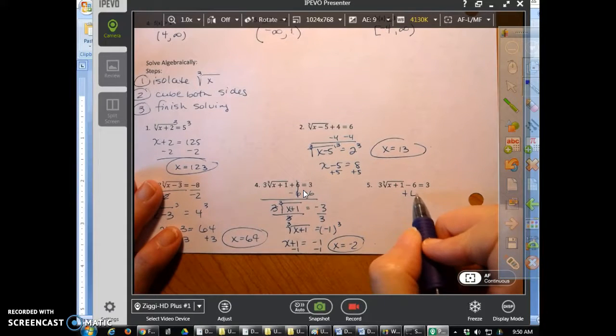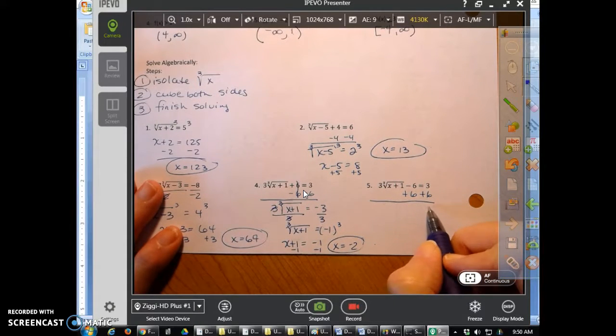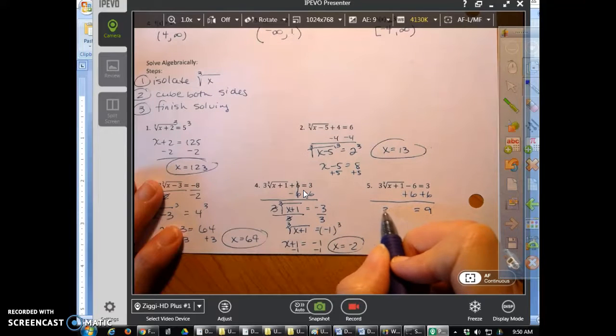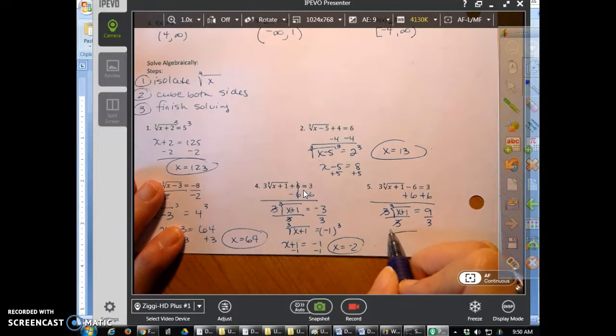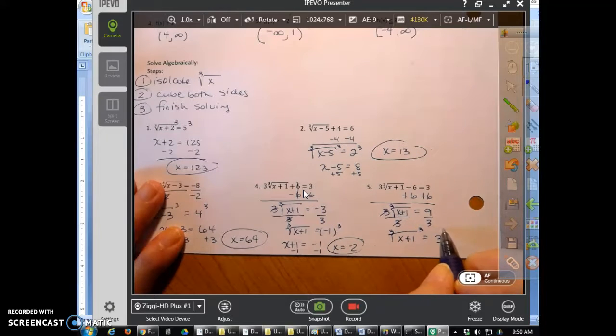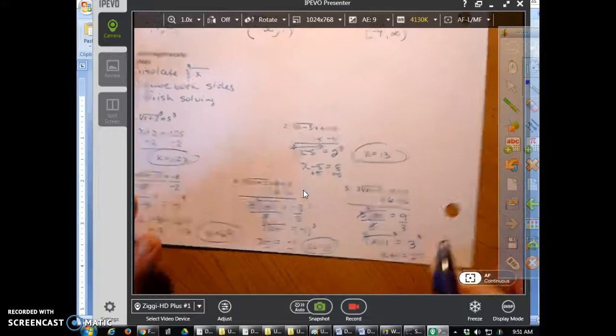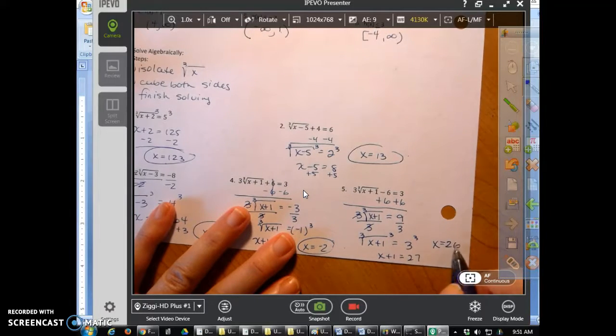And the final one, add 6. So this gives me 9. And then I'll divide by 3. So then I get the cube root of x plus 1 is equal to 3. Cube both sides, giving me 27. And then subtract 1, x is 26.